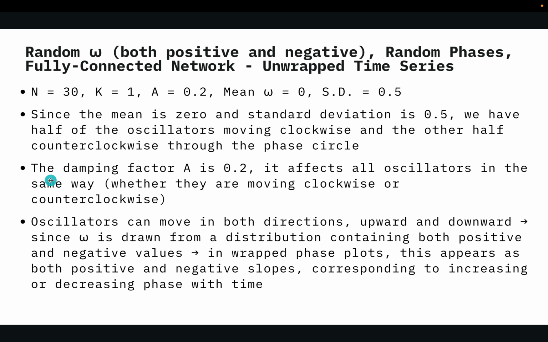I already discussed this. Damping factor is 0.2. It affects all the oscillators in the same way, whether they're moving clockwise or anti-clockwise. But the difference is in the overall percentage of oscillators. So here, there's a slight bias towards omega less than a, because more oscillators have omega less than a than omega greater than a. But individually, a does not distinguish between whether the oscillator is moving clockwise or anti-clockwise.